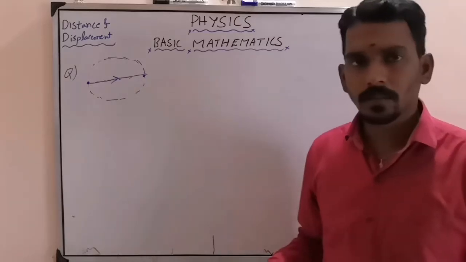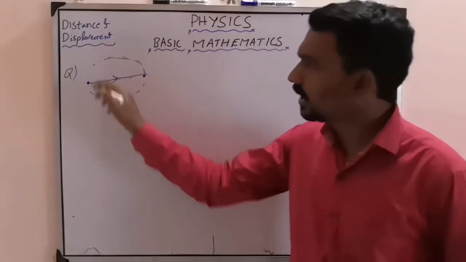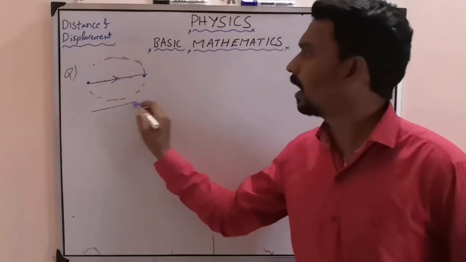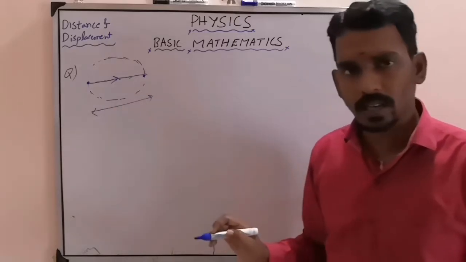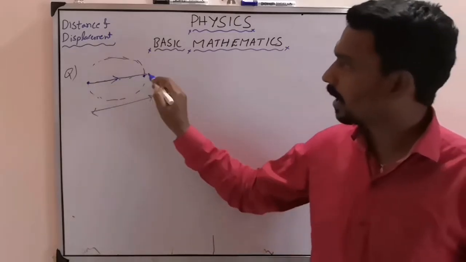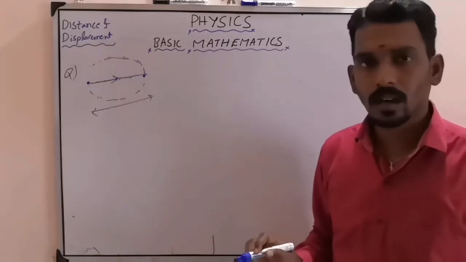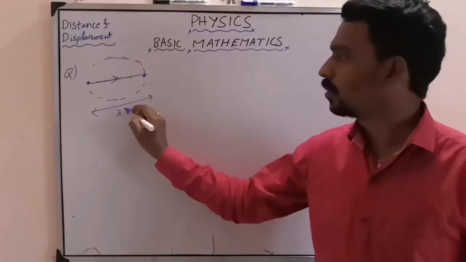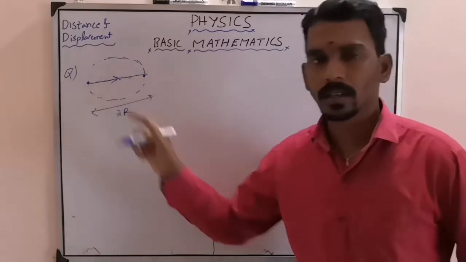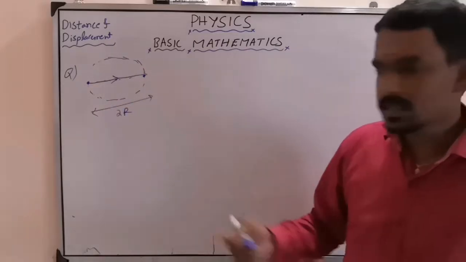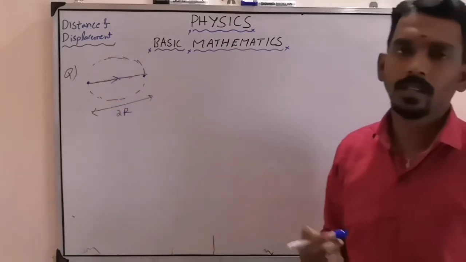Then they will ask you what is the displacement. Once you draw the diagram, you will come to know that the shortest distance between initial and final position is how much? Two times radius, nothing but the diameter. So if you understand and draw it, then you will get it.